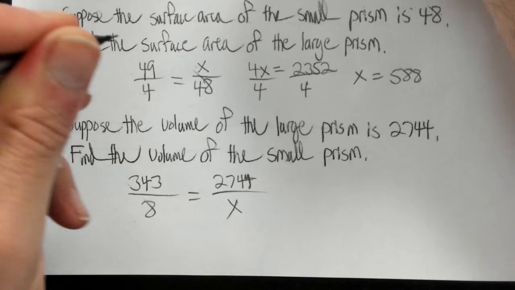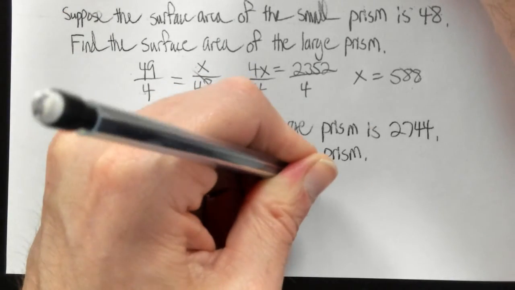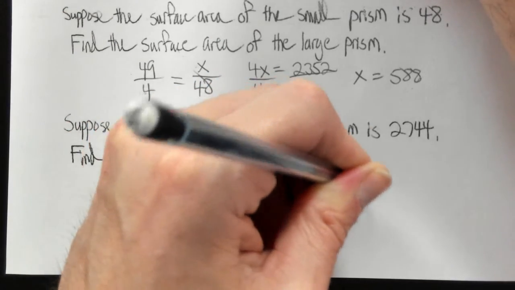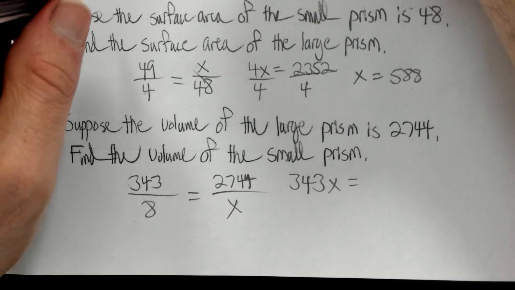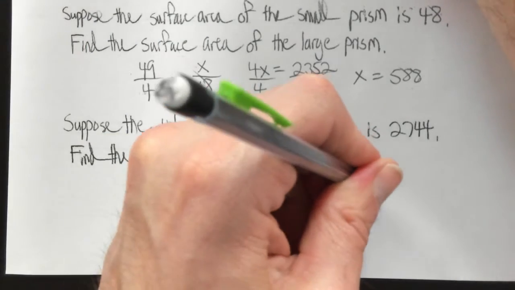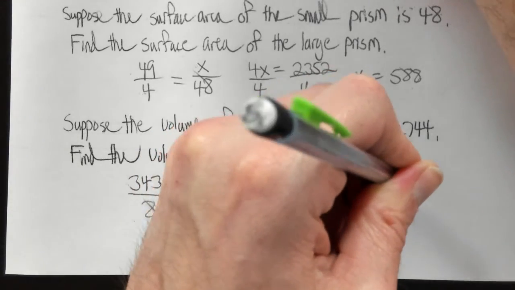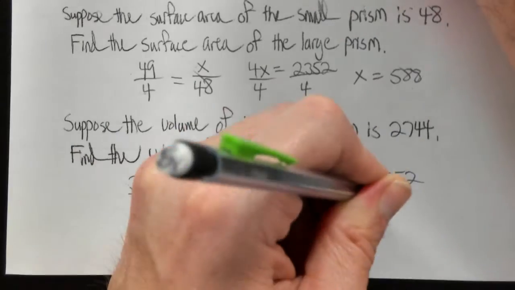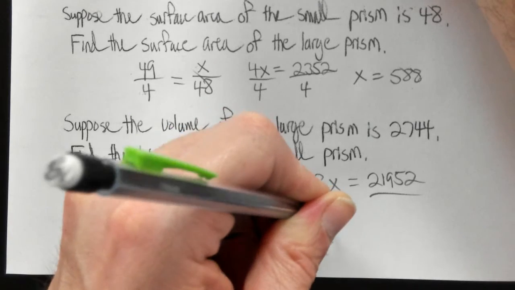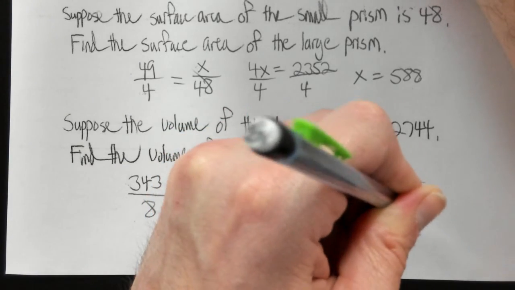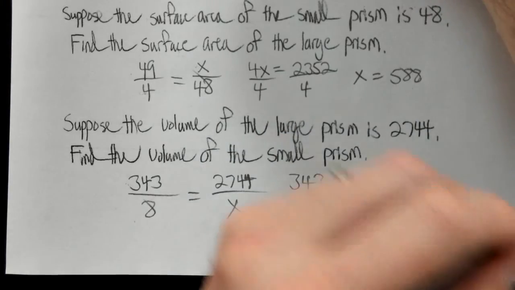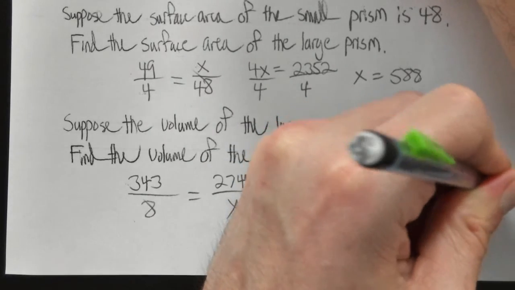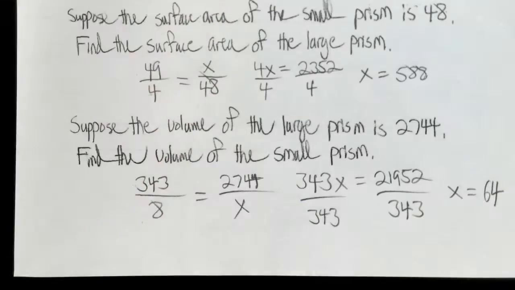And once again, I've got a proportion that I need to solve here. So we'll do the cross product. That's 343x is equal to 8 times 2744. That's 21,952. Divide 343 on both sides, and we get x is equal to 64. That is your correct answer.